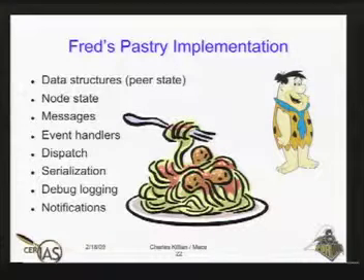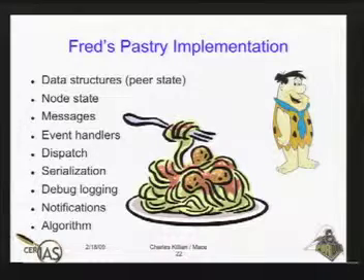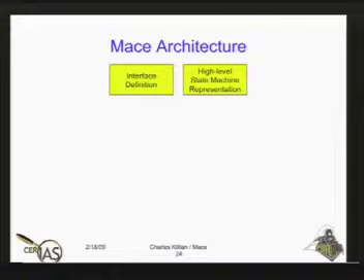Then there's the notifications. The Pastry layer has to notify the storage layer whenever nodes come and leave so that it can rebalance the data as appropriate. And of course, this is all in addition to the Pastry algorithm, which is what we were trying to implement in the first place. So we'd like to avoid doing all this extra tedious work and focus instead on the algorithm.